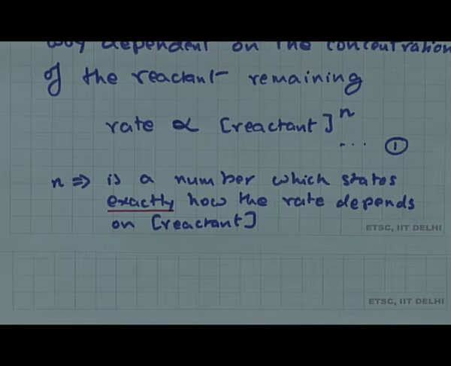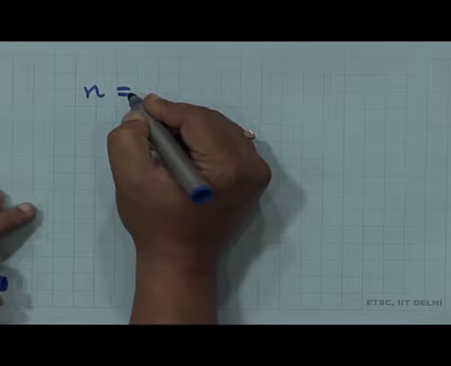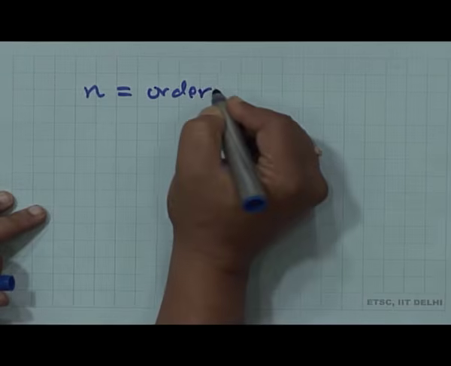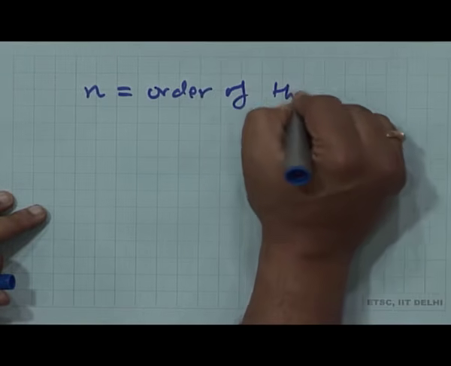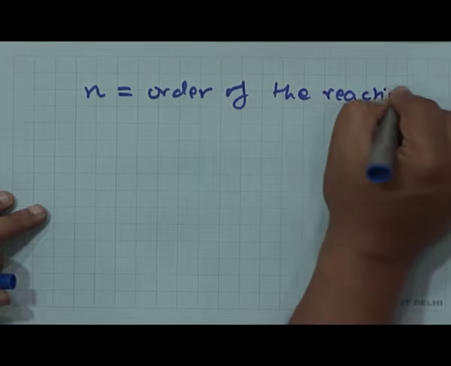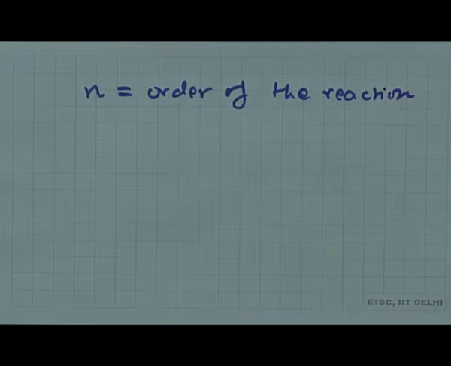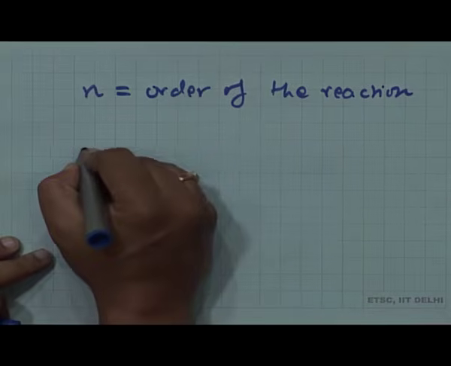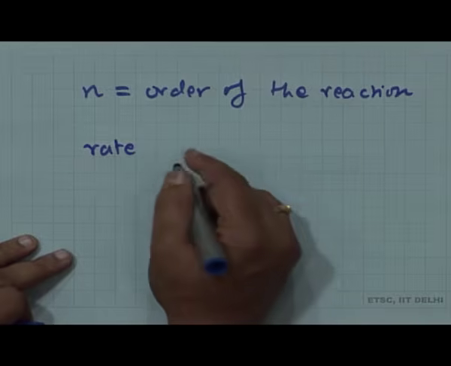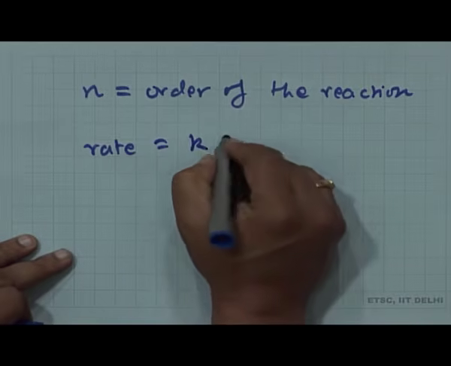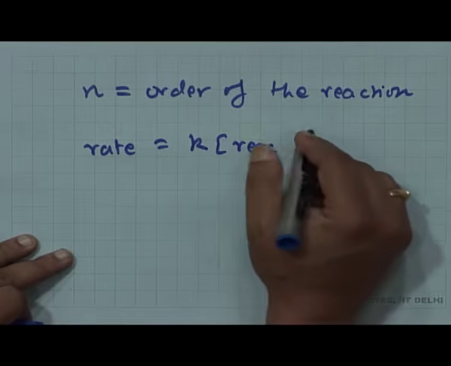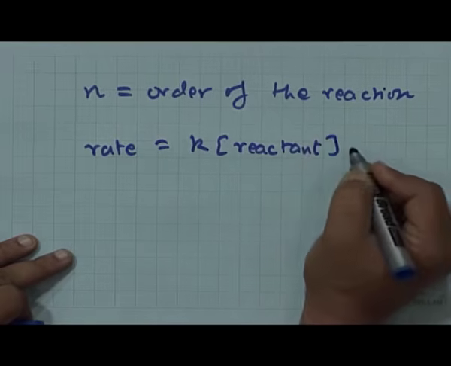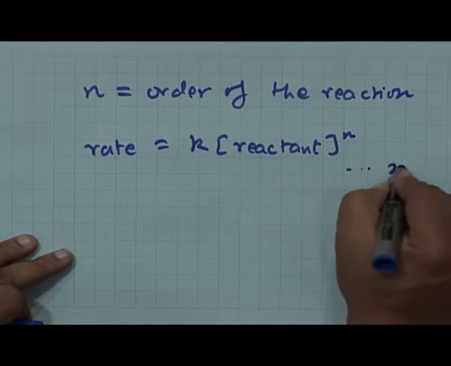So, this n states exactly the nature of dependence of the reaction rate on the concentration of the reactant. N, therefore, is the order of the reaction, right. N is the order of the reaction, and we can go ahead and remove the proportionality and write that rate is equal to K times the concentration of reactant raised to the power n. Let this be equation 2.